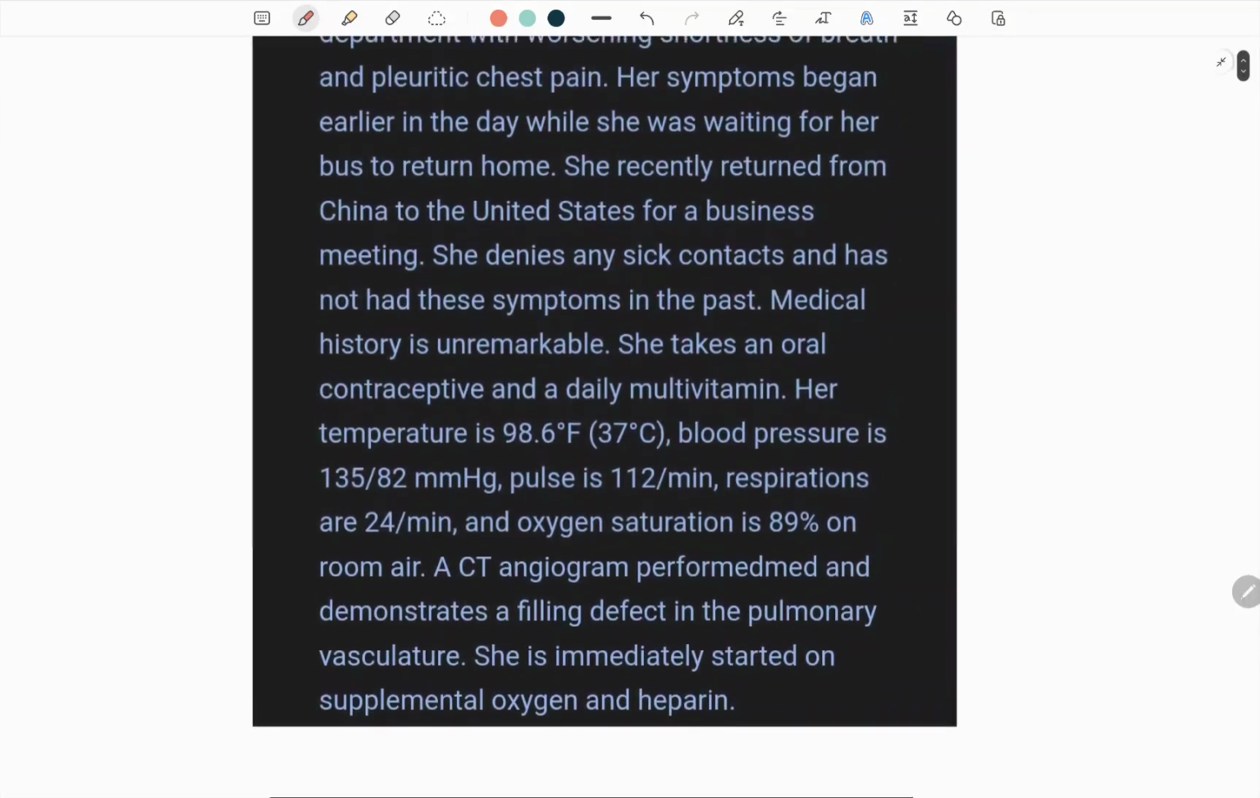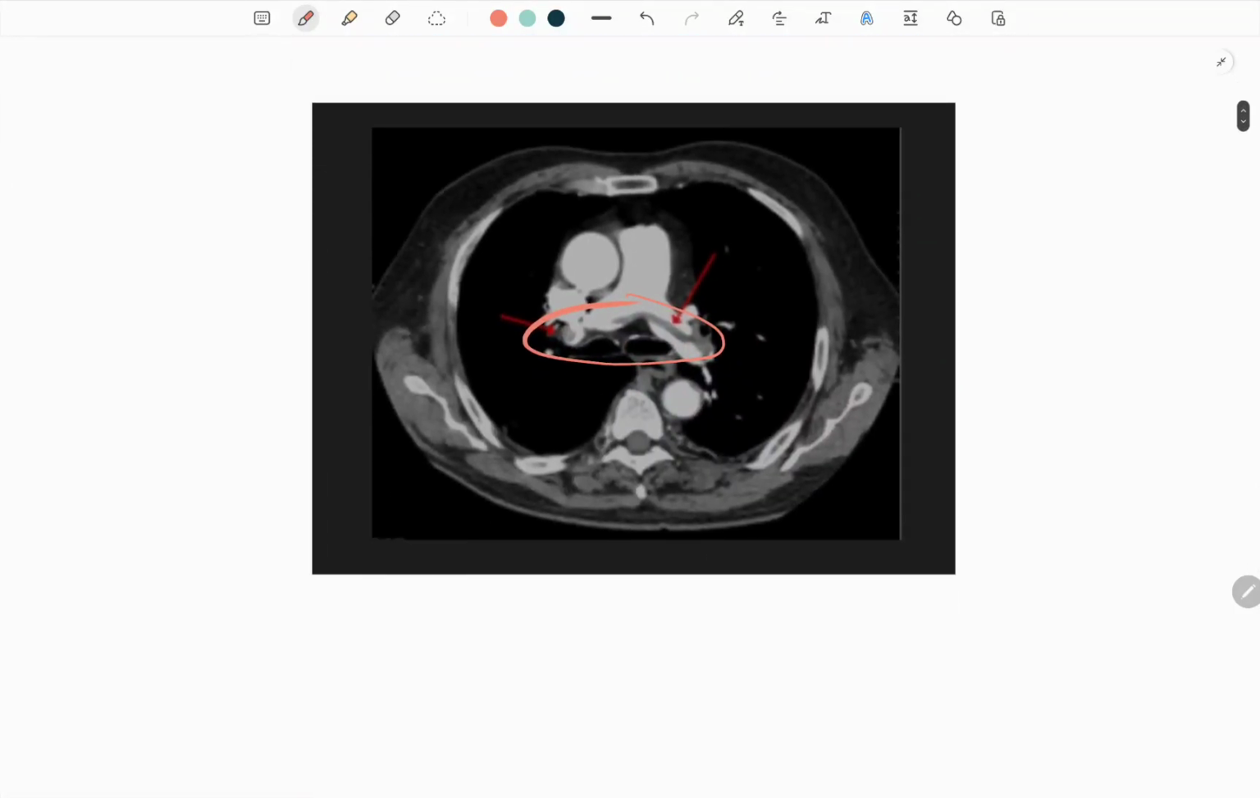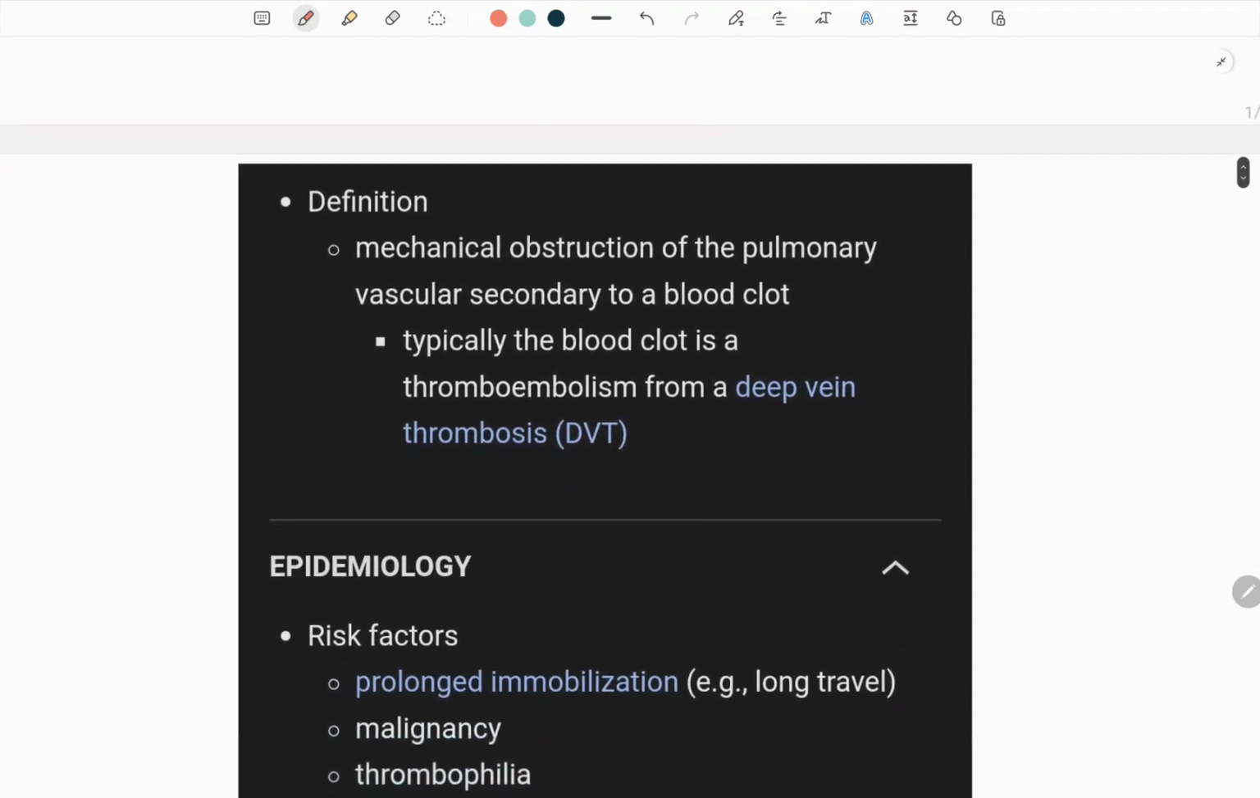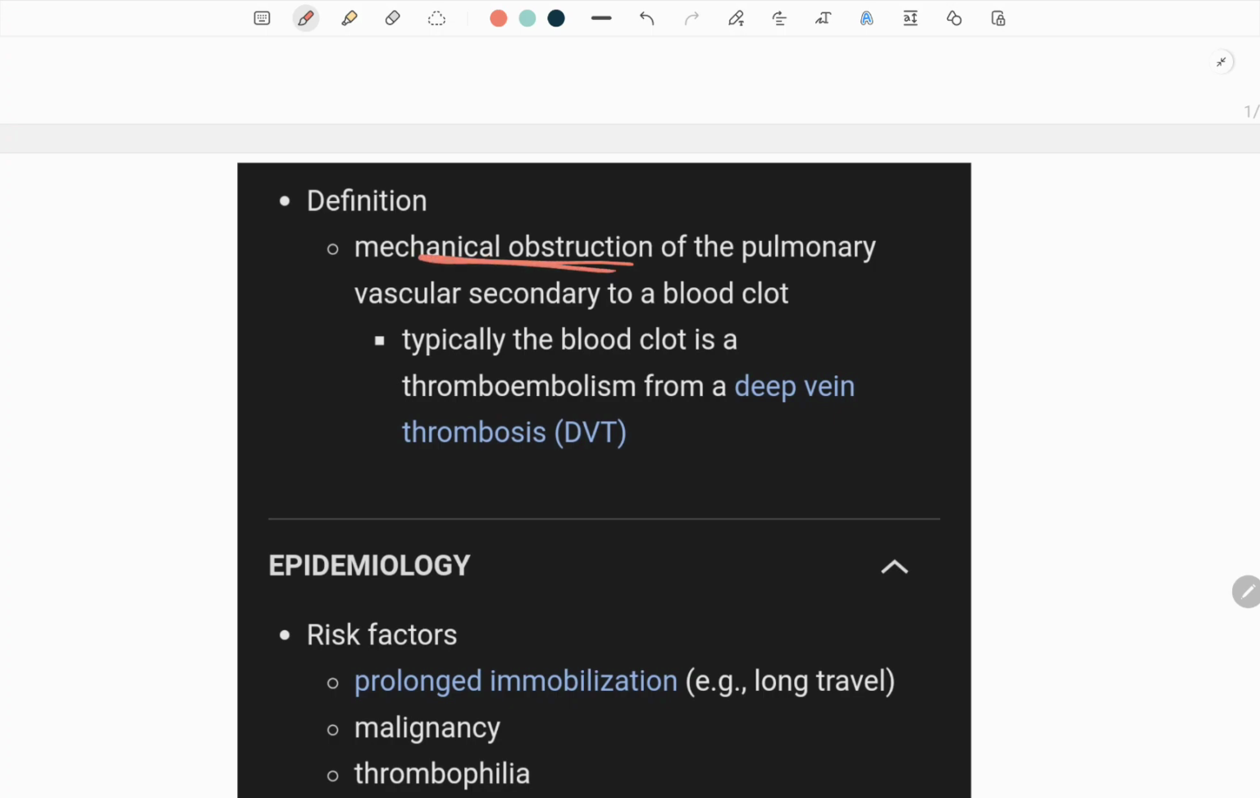So this question is a classic description of pulmonary embolism. We'll see how. Let's discuss first. The definition is a mechanical obstruction of the pulmonary vasculature secondary to a blood clot. Typically, the blood clot is a thromboembolism from a deep vein thrombosis, DVT, one of the major causes.